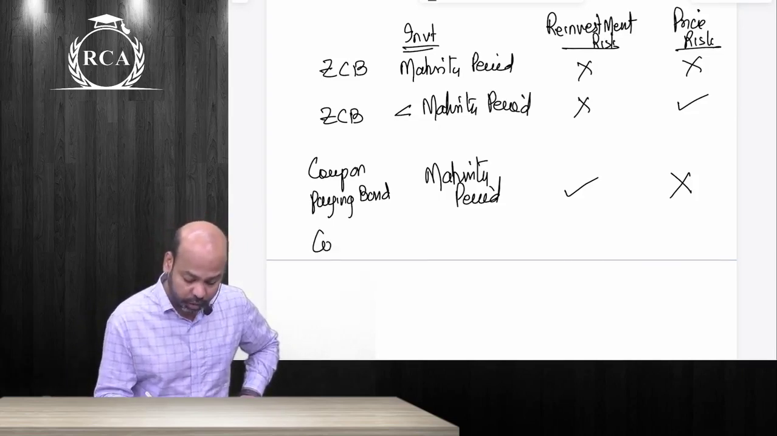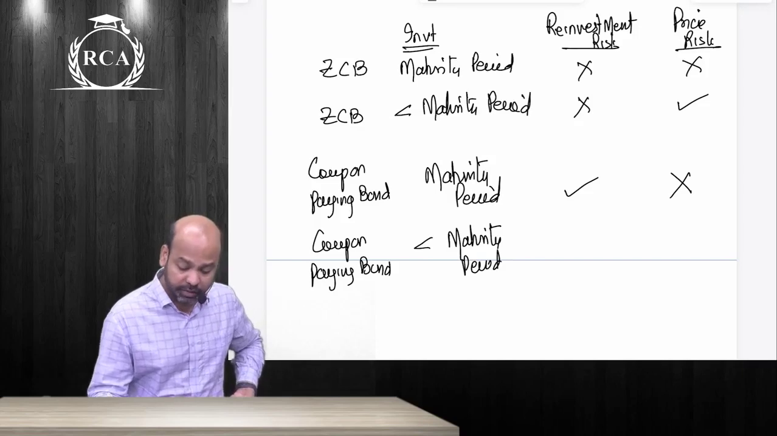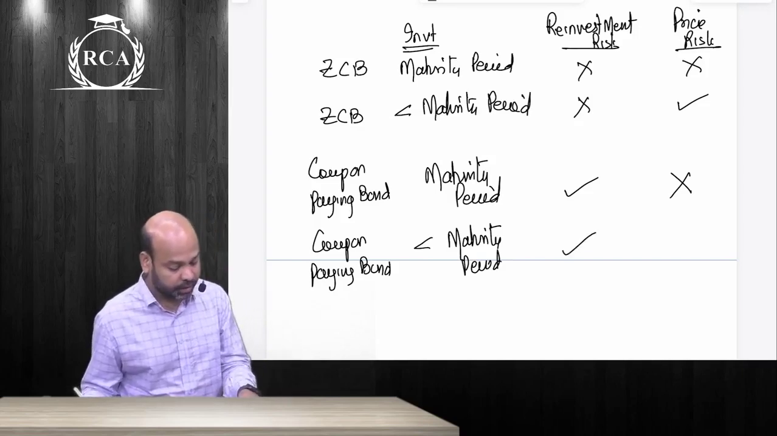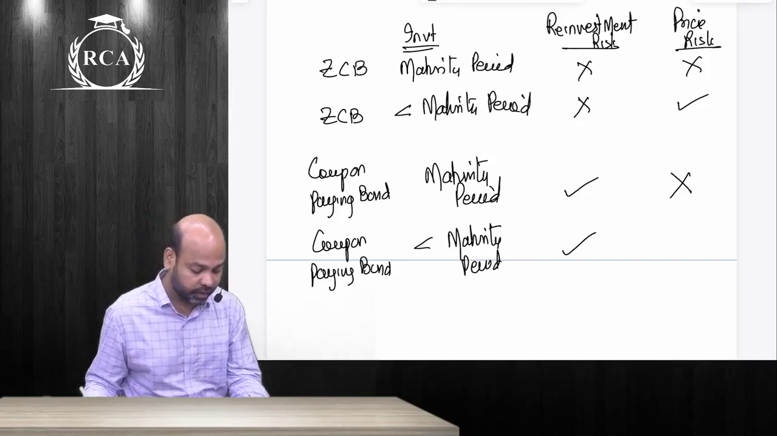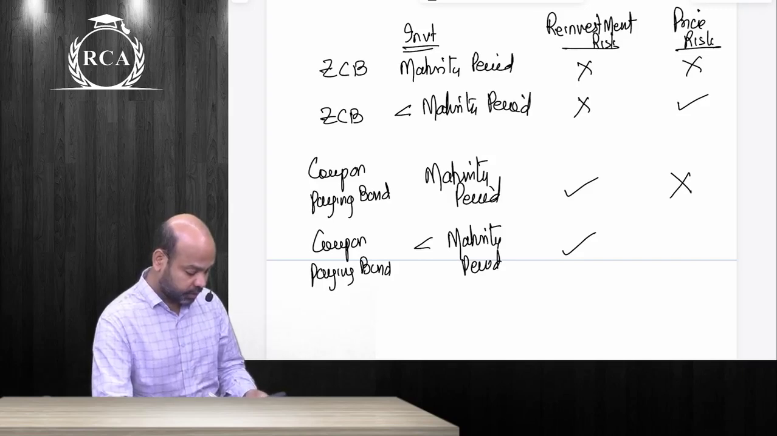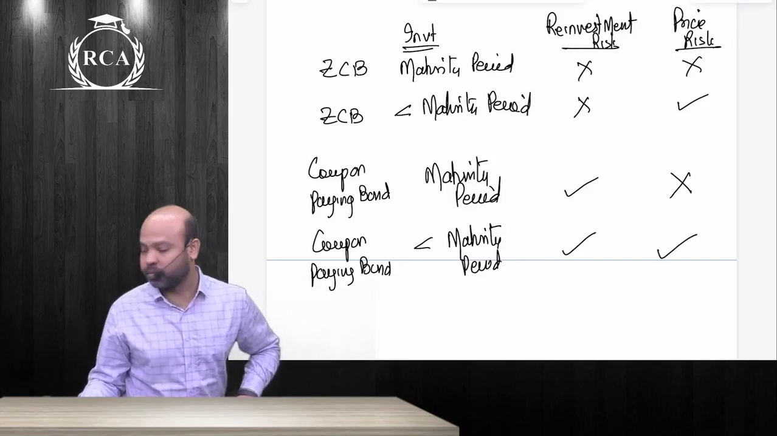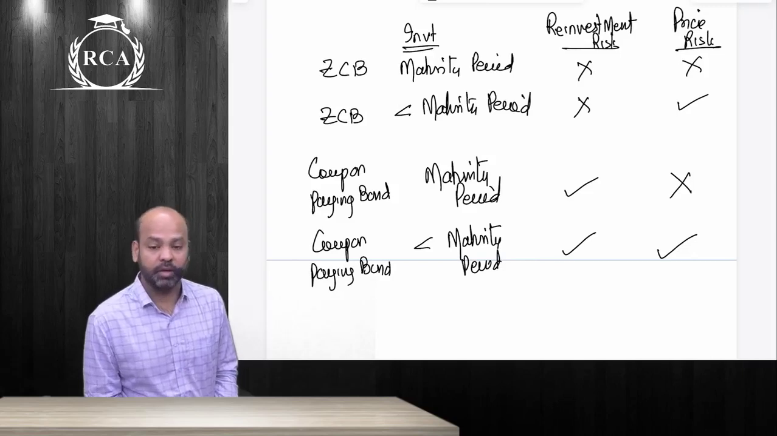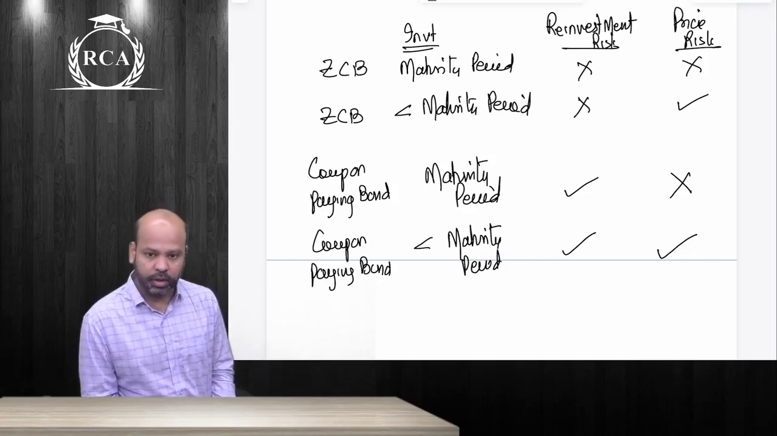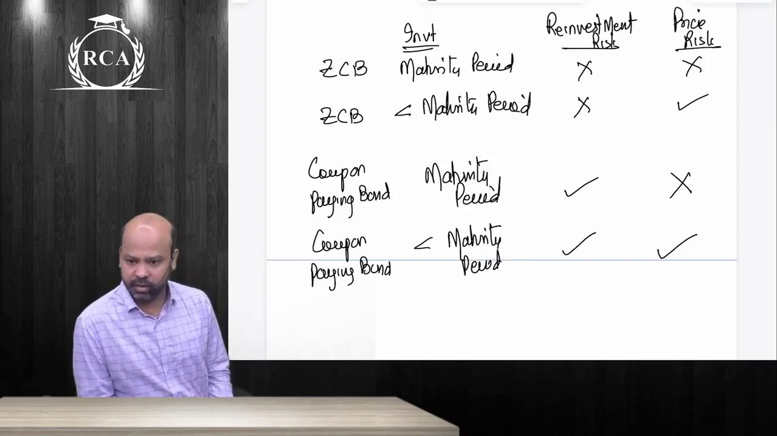But what if I invest in a coupon paying bond, guys, for a period less than its maturity period? Will I still have reinvestment risk? As long as you're realizing cash flows during the interim periods, guys, there will be reinvestment risk. When will there be price risk? Because you're investing in this bond for a period less than its maturity period, guys, you will also have price risk. So in the given case, we have both reinvestment risk as well as price risk. Is it making sense or not?